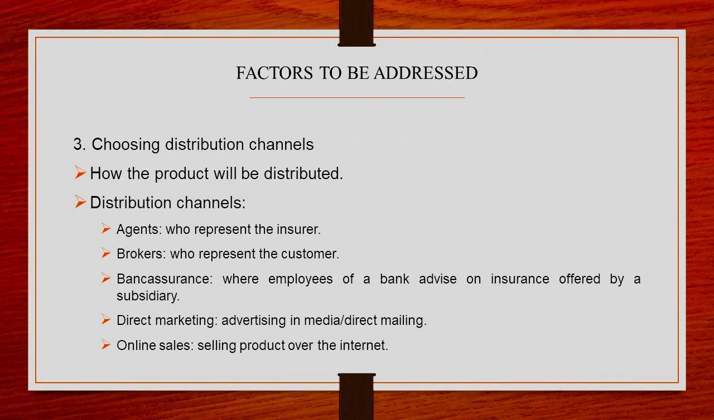3. Choosing distribution channels. How the product will be distributed. Distribution channels. Agents, who represent the insurer. Brokers, who represent the customer. Bank assurance, where employees of a bank advise on insurance offered by a subsidiary. Direct marketing, advertising and media/direct mailing. Online sales, selling product over the internet.